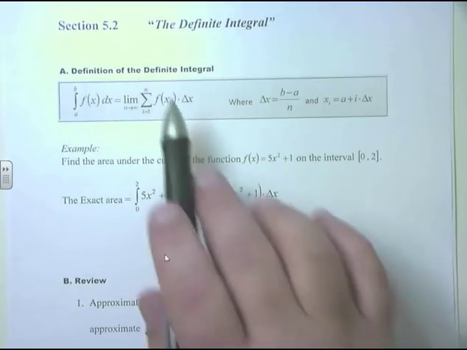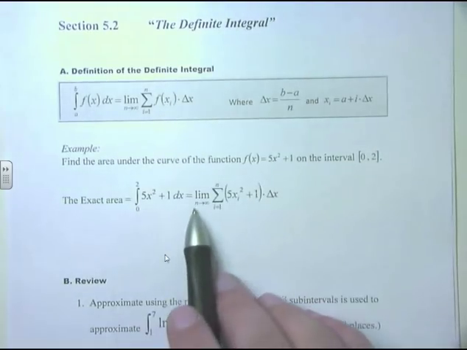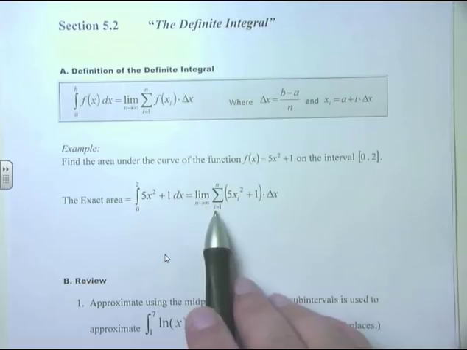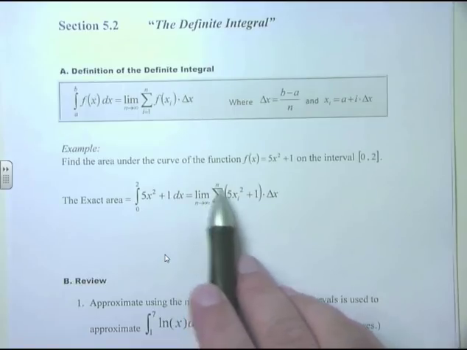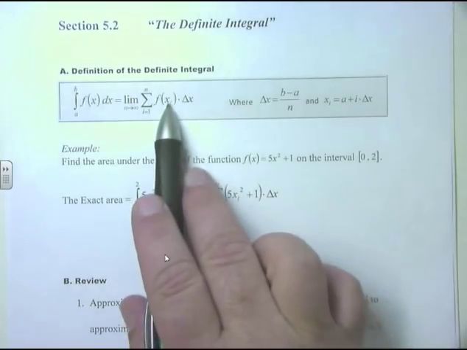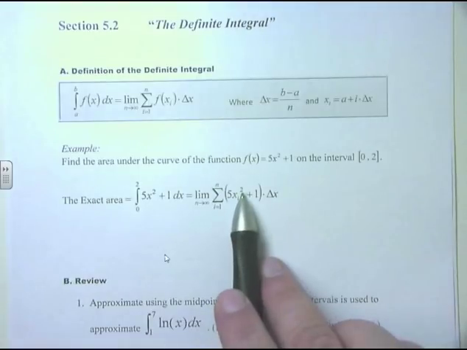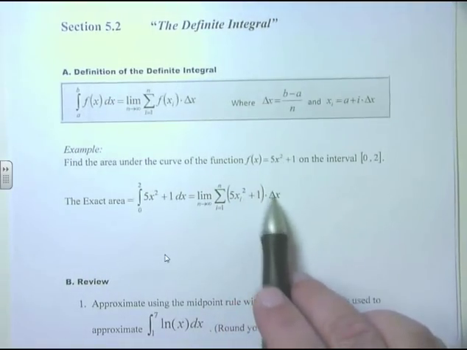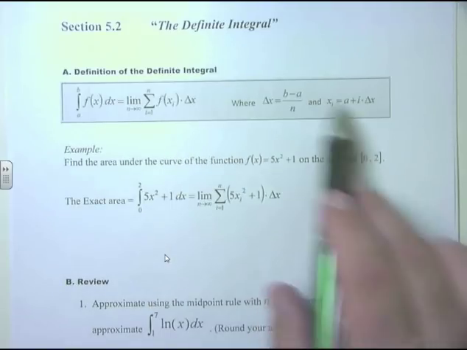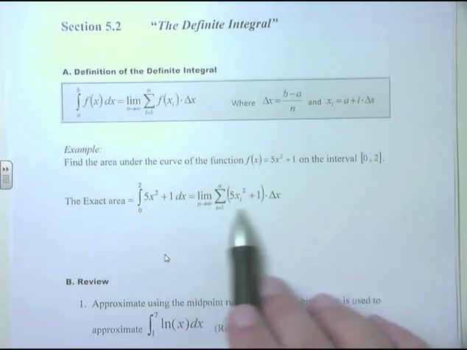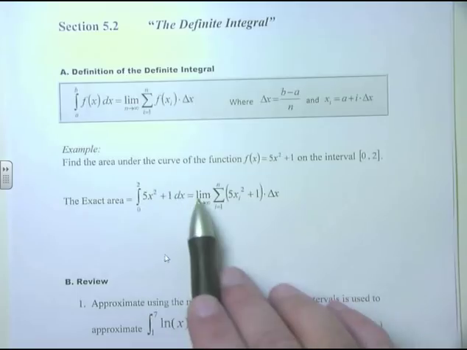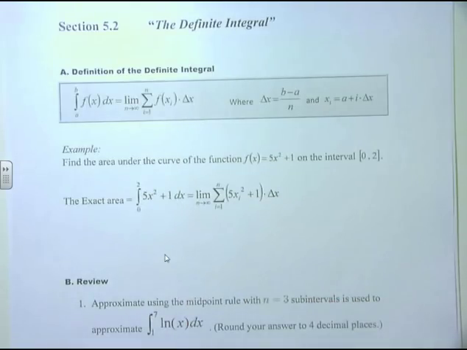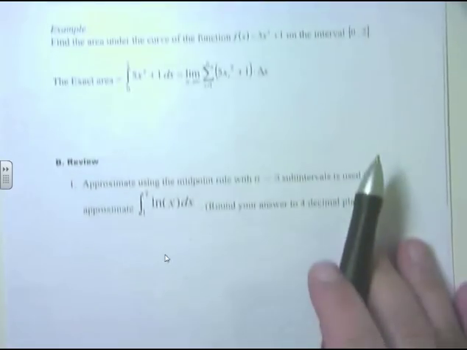But from the Riemann sum perspective, this would be the limit as n approaches infinity of the sum as i goes from 1 to n of 5 xi, replacing x with xi, squared plus 1, plugging xi in for x, times delta x. And this is the Riemann sum formula. This is the integral formula. This is the exact same thing. Okay? So we're going to get used to that notation.